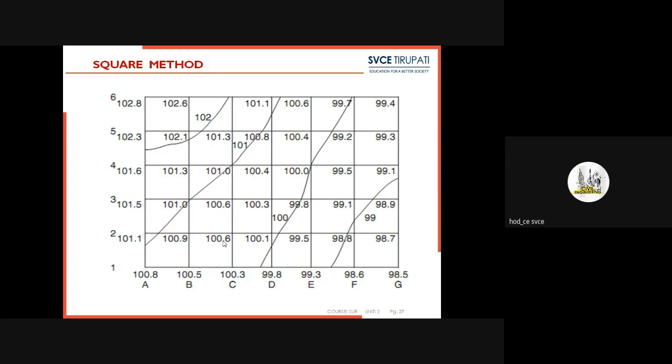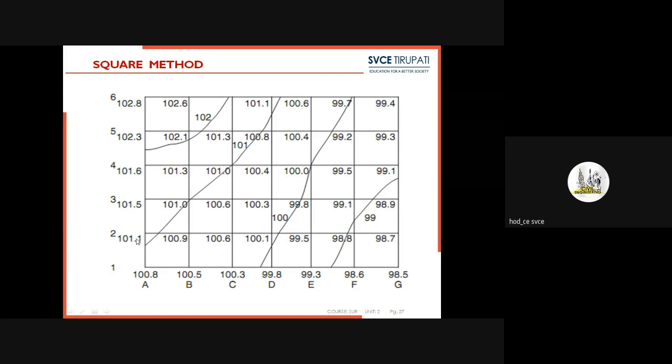To get the values, you have two methods. One is the height of instrument method, another one is the rise and fall method. Use any one of them to calculate the RLs for each and every station, from A1 to G6. Once you have calculated the RLs, for example A1 is 100.8 and G6 is 99.4, you place the RL at each and every station.